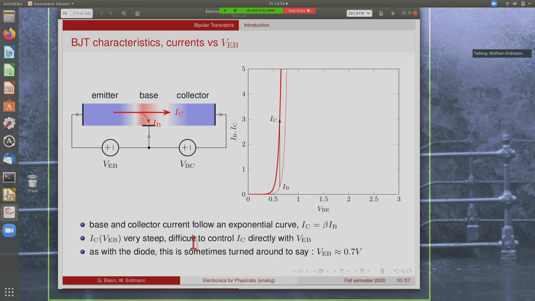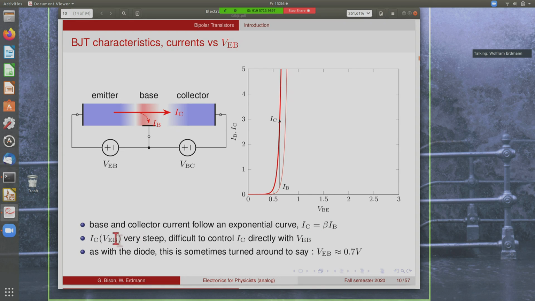Okay, so let's look at the characteristics of such a transistor. First, we start with the collector and base currents as a function of the base emitter voltage. So we have a forward biased emitter base diode here, and we plot here as a function of the voltage that we apply the base current and the collector current. And so they both have this exponential shape that you expect for a diode. And the collector current is a large factor higher than the base current, but otherwise has the same shape.